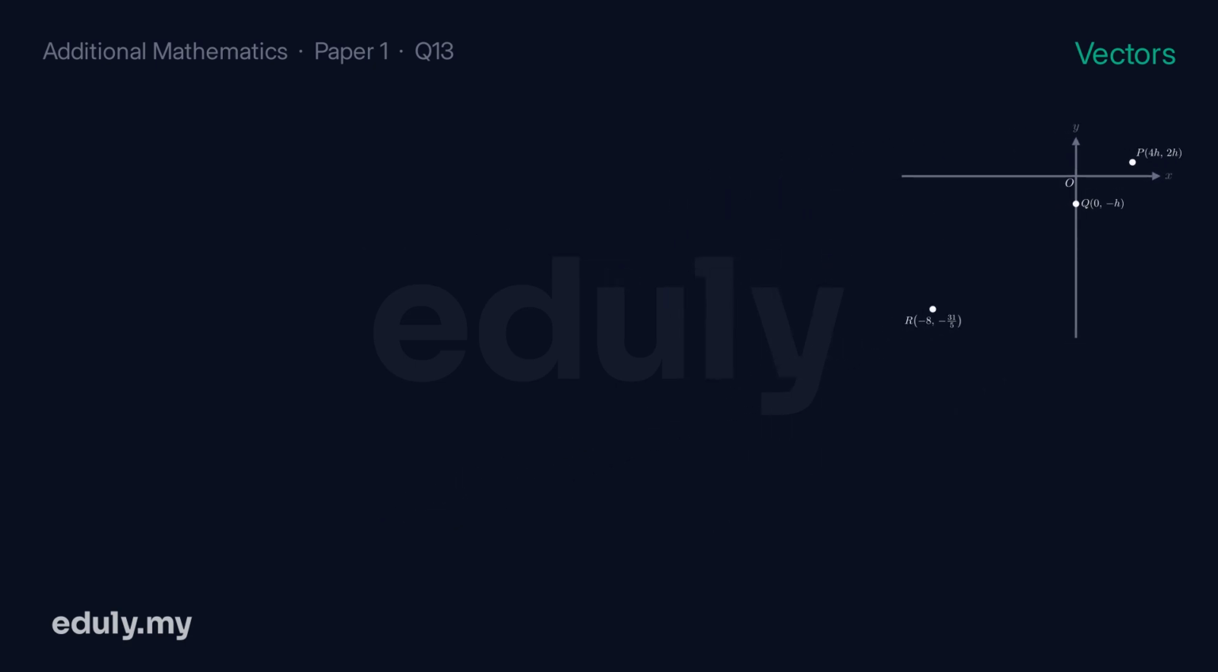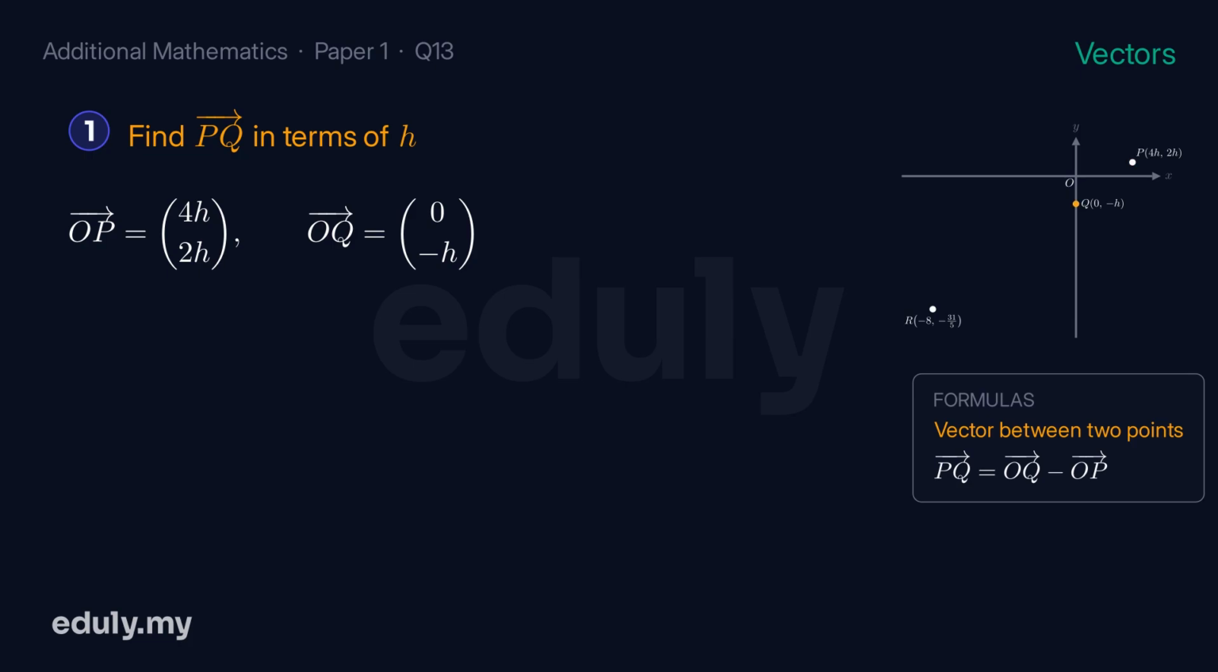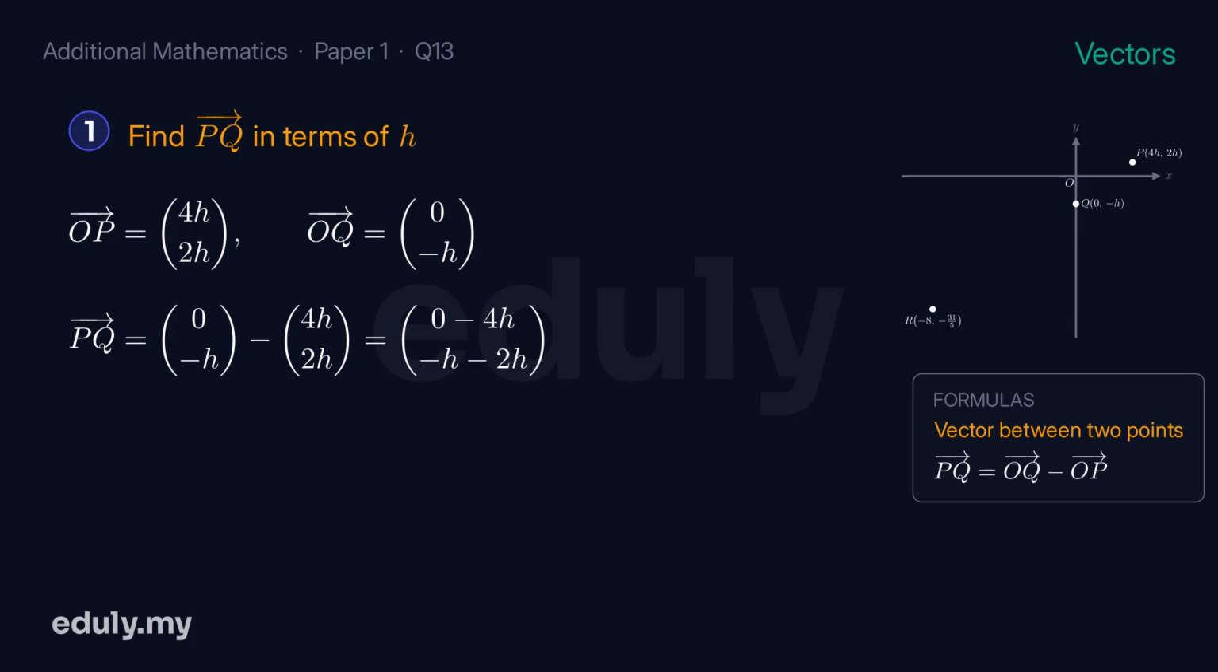Let's shrink the plane to the side and work through it. Part A1. Write the vector from P to Q using H. We use the rule for the vector between 2 points. The position vectors come straight from the coordinates of P and Q. Subtract OP from OQ, component by component. Tidy each row, and the vector from P to Q has components minus 4H and minus 3H. That's this arrow on the plane, pointing from P down to Q.